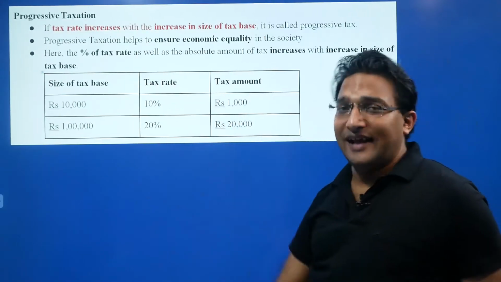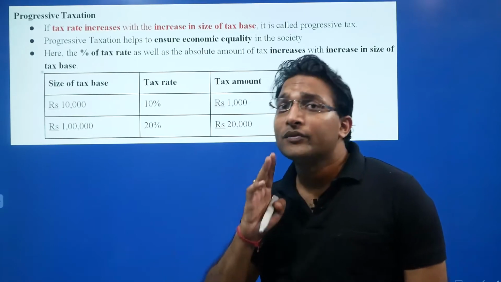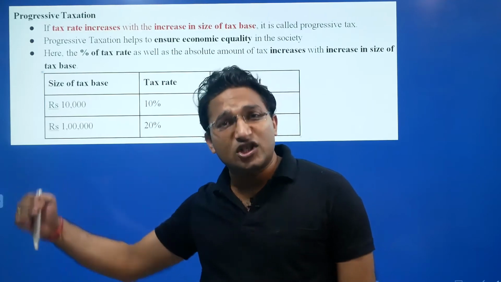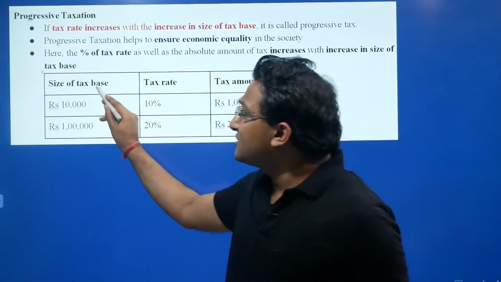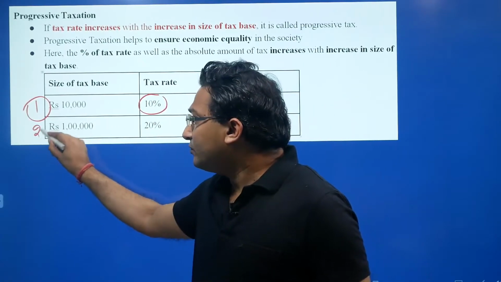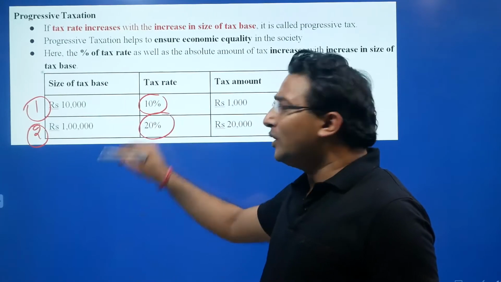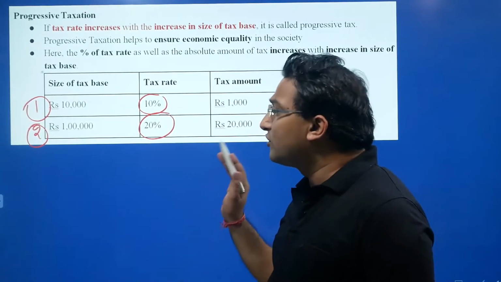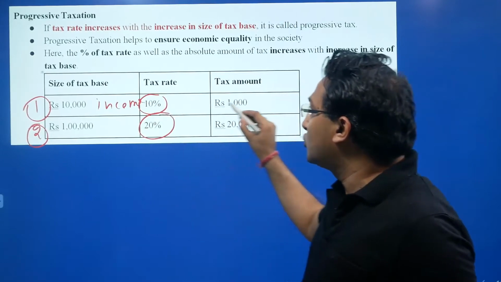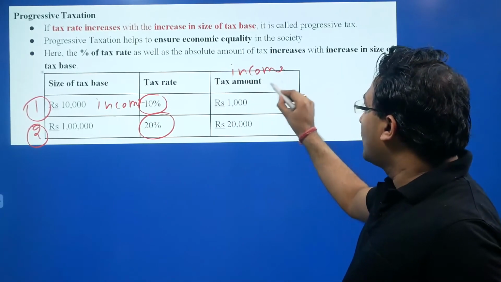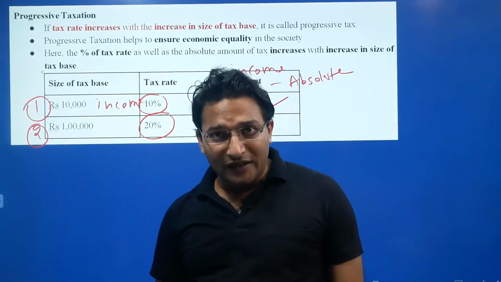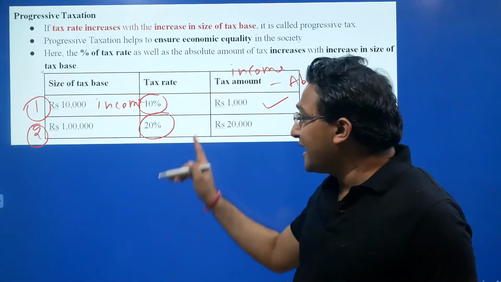Next is progressive taxation. In progressive taxation, the tax rate increases with the increase in the size of the tax base. For example, if the size of the tax base is 10,000 rupees, the tax rate is 10%. If it is 1 lakh rupees, the tax rate is 20%. Normally, this is used for income tax. If the income of the person is 10,000 rupees, the tax rate is 10%, so the absolute income tax amount will be 1,000 rupees. If the size of the tax base is 1 lakh rupees, the tax rate is 20%. That is, the tax rate is increased.